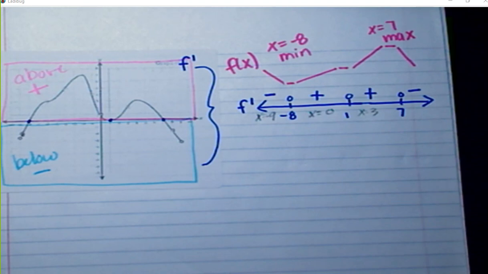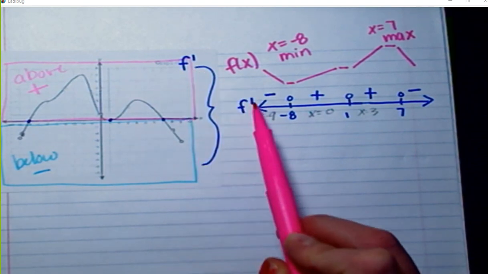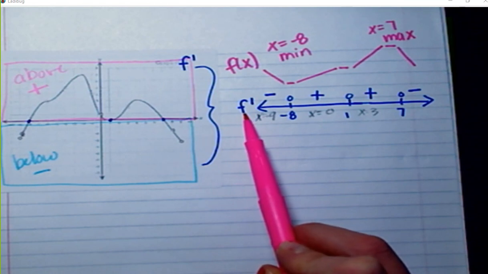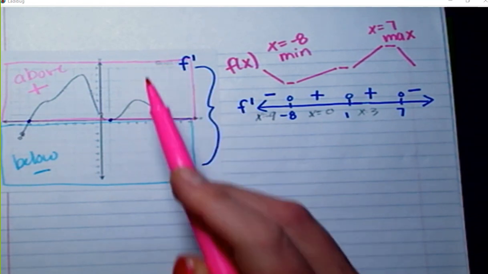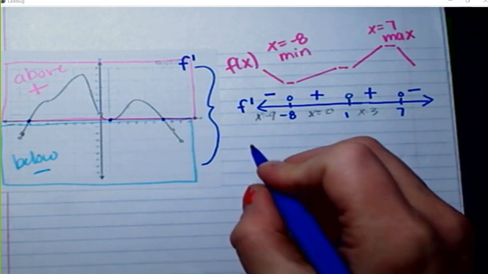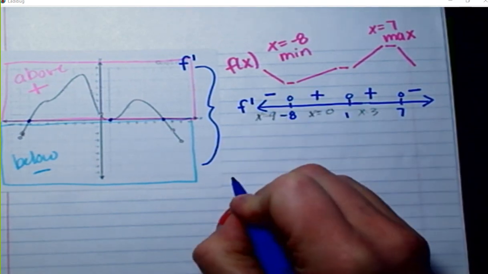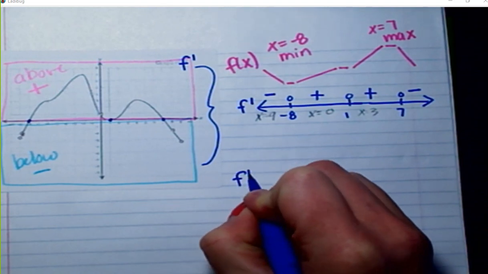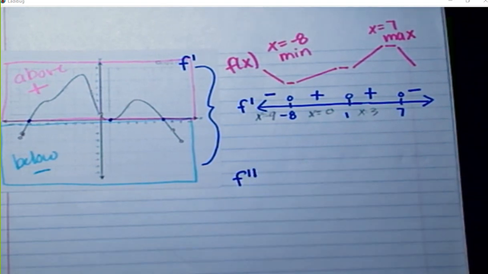Okay. I was looking at an f prime graph, so I made the f prime number line. Positive above, negative below. All right. We're going to make one more number line. Leave some space above it, okay? Double prime.